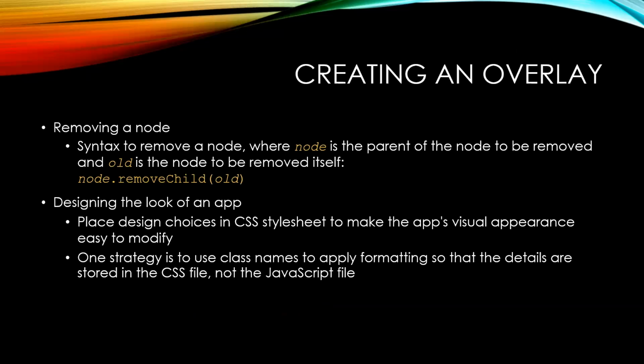Designing the look of an app, we can place any design choices that we want into what we call a CSS style sheet. And this is going to make the app's visual appearance so much easier to modify, because just as we have that separate JavaScript file, making it easier to update and maintain functionality of the website, the CSS style sheet does that same thing for the look and feel and colors and things of that nature. So one strategy is to use class names to apply formatting so that your details are stored in that CSS and not the JavaScript file.